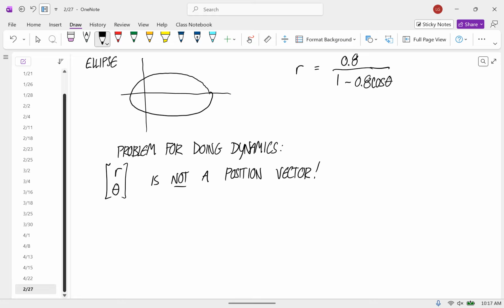A position vector requires a component along one axis and then a component along a perpendicular axis, and that's not what this is. Okay, so these are not position components along perpendicular axes. So if you want to do dynamics, you have to define a coordinate system.